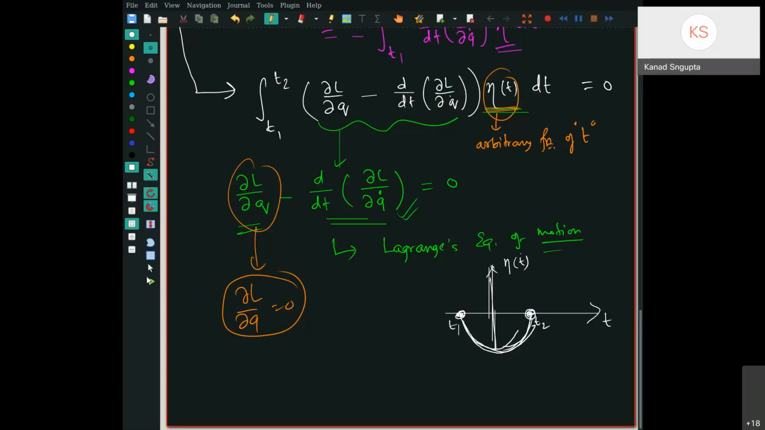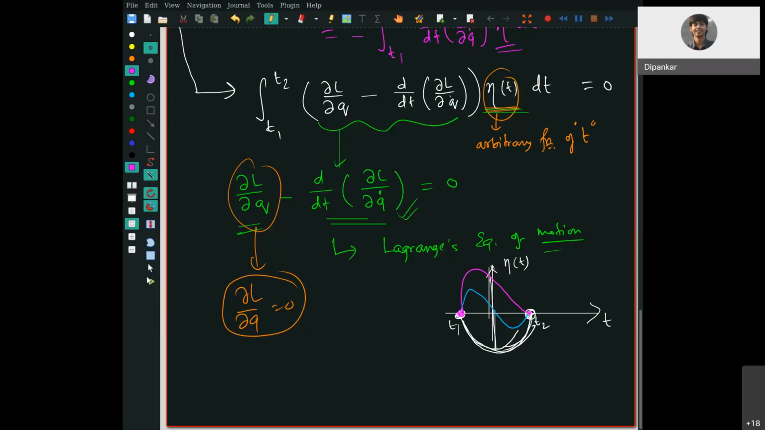Yes, of course. So what you are suggesting, see in this figure. You have two points. At T1 eta t equals 0, at T2 eta t equals 0. Now that doesn't tell you how eta t should be in between. So eta t can be like this, or eta t can be like this. So these are all different eta t's. The only condition that should hold is that at the end points, eta t should vanish.